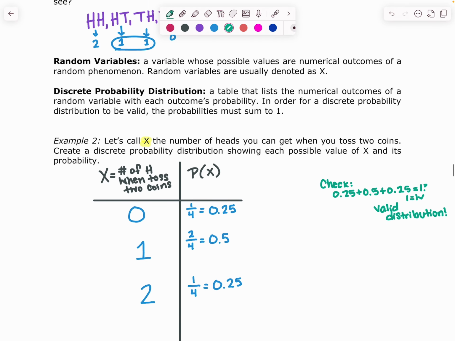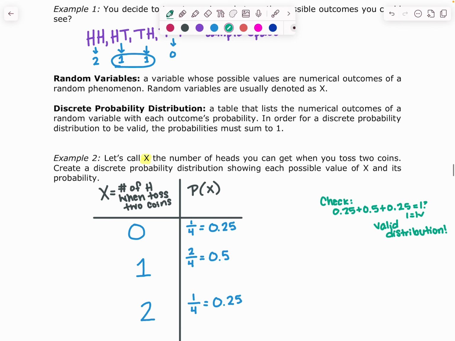And this is really good because now that I have x values and I have probabilities, and my x values are in terms of numbers, there's a lot more that we can do with that now. So this is an introduction into random variables and discrete probability distributions. We're going to be using this sort of terminology and fun stuff for a while.